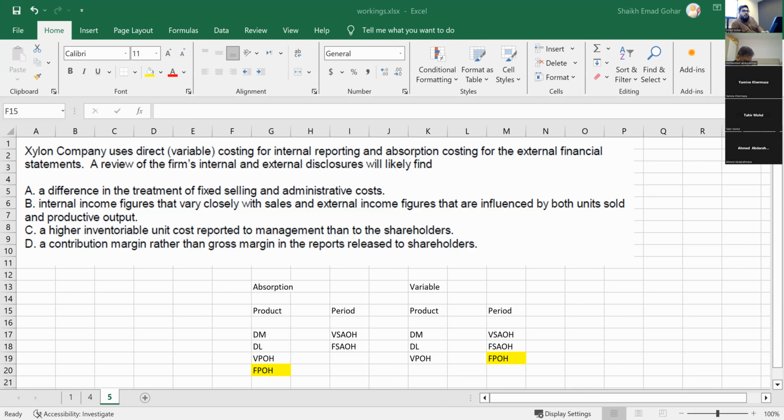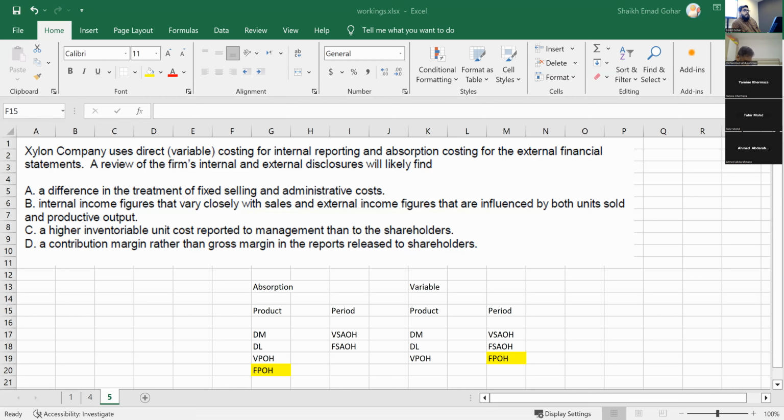Why cost of the product? Increase or decrease in inventory, multiply by what? What is the difference between absorption and variable costing? Overhead. It's in front of you, highlighted in yellow color. Fixed overhead. So increase or decrease in inventory, multiply by the fixed production overhead rate per unit. That is the difference only.